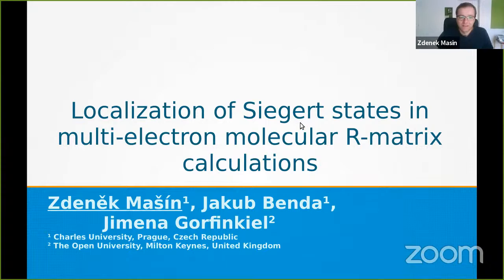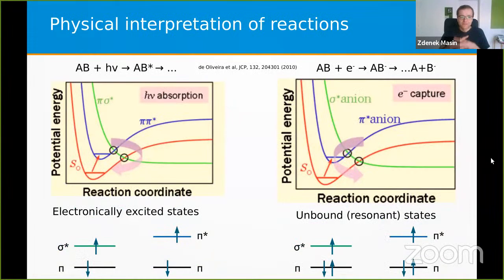Okay, so the topic of my presentation is localization of sigma star states in multi-electron molecular R matrix calculations. So let me first begin by a brief motivation for this work. There is an analogy that was proposed in a paper of De Oliveira from 2010 between photo excitation reactions and between reactions that are triggered by electron impact.